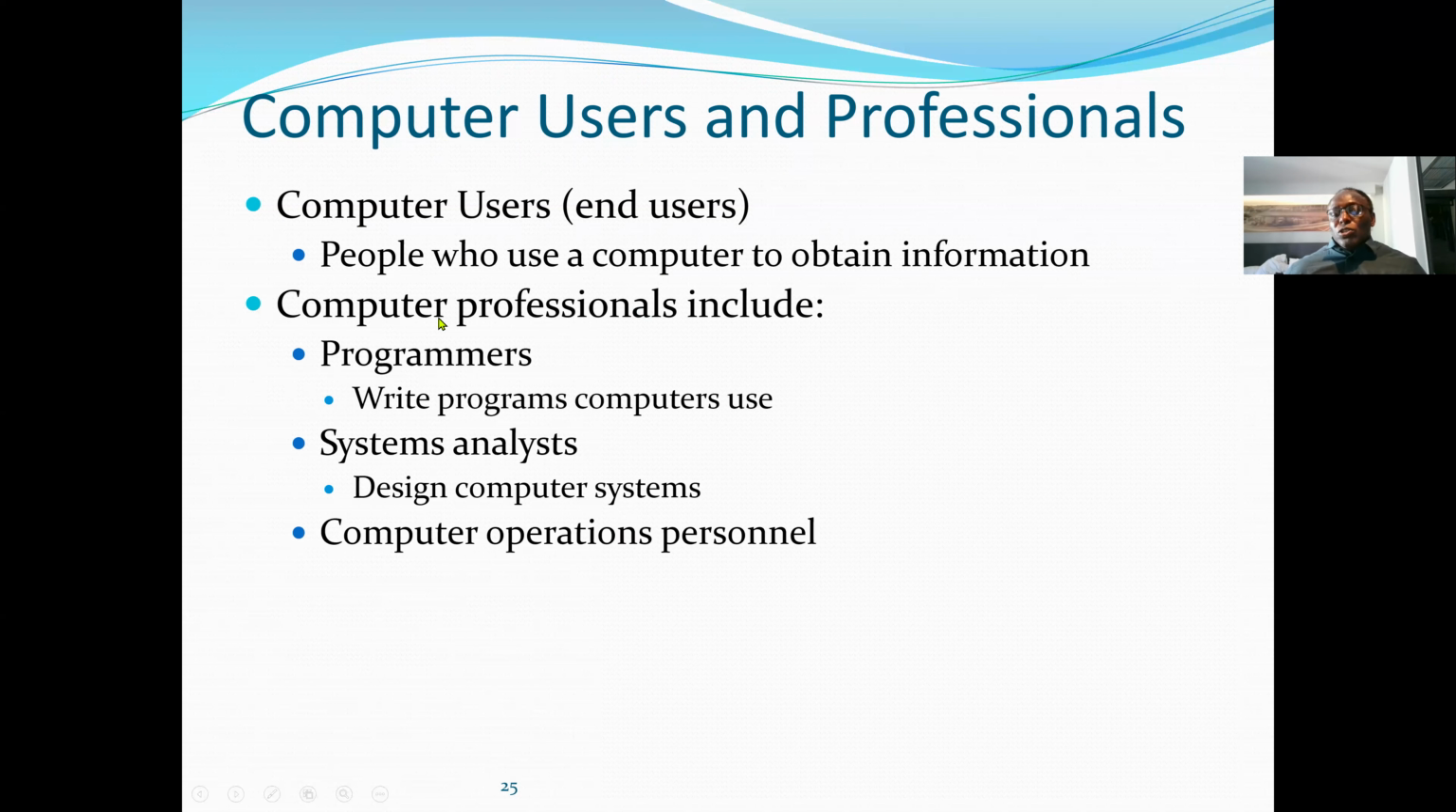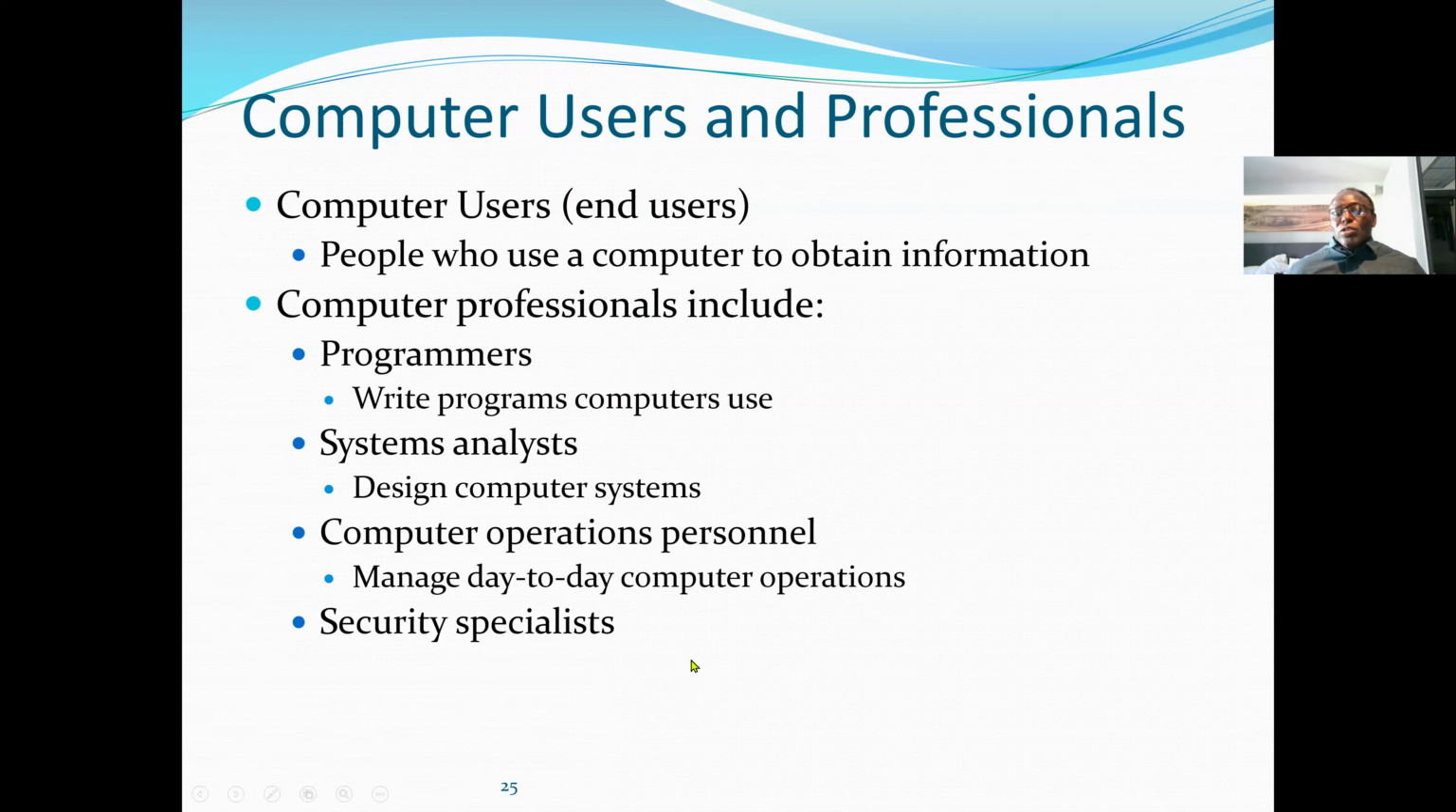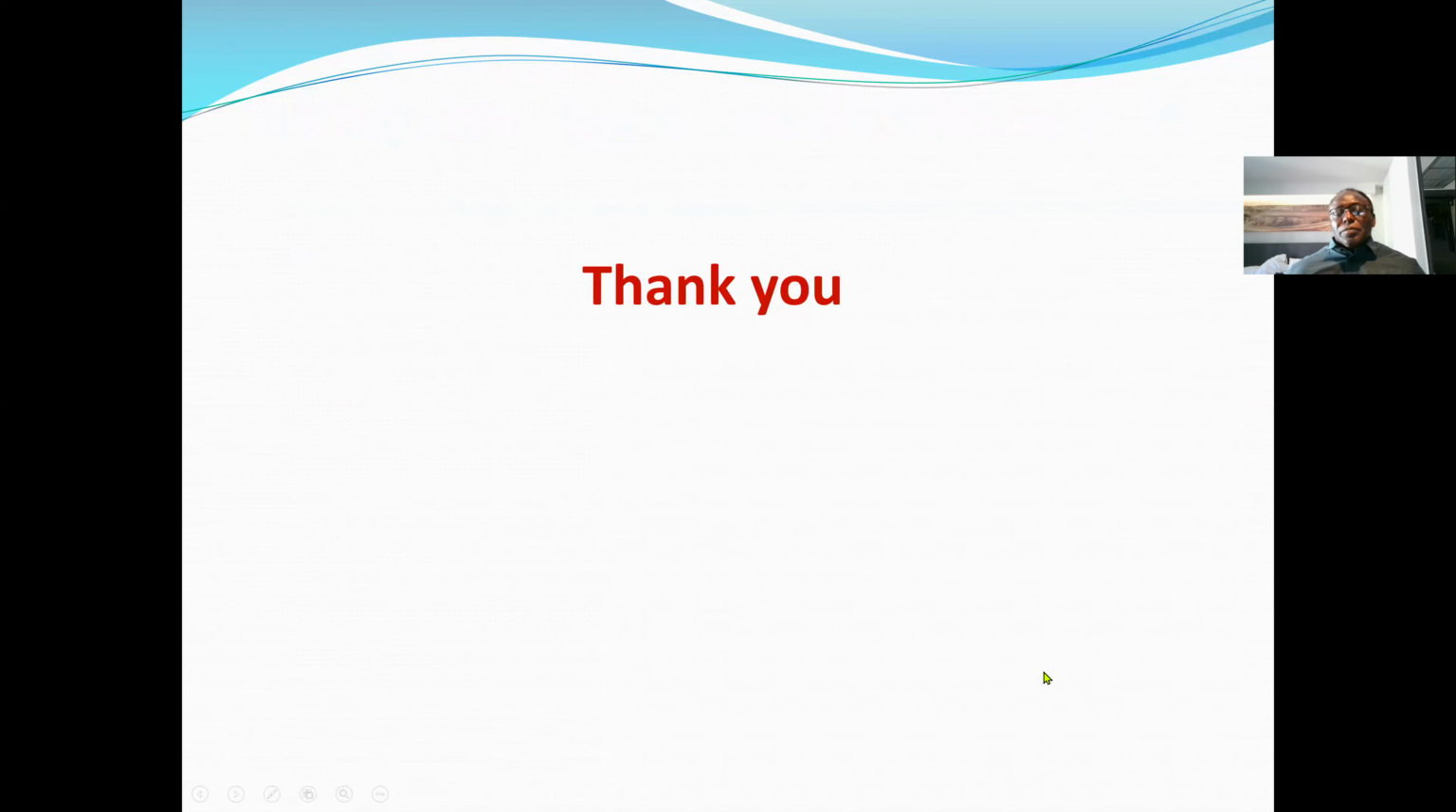In order to start writing the computer code or programs, first I have to have an idea of what the software is going to do. So we need a system analyst to design the program, everything, before we can use it. Then we have computer operations personnel. Normally they manage day-to-day computer operations in business organizations. Security specialists secure the computers and the network against hackers in the company.